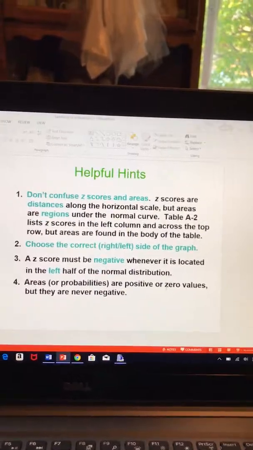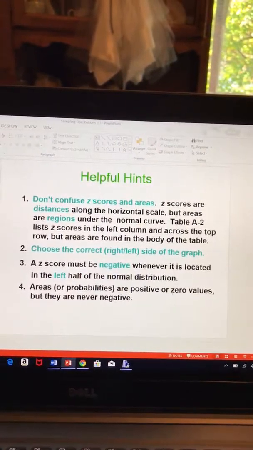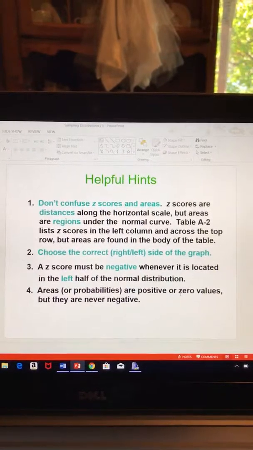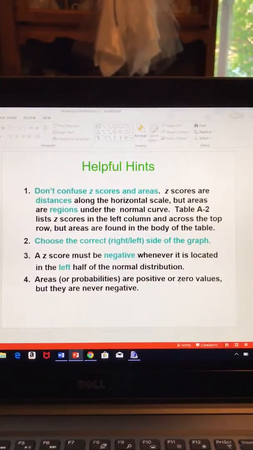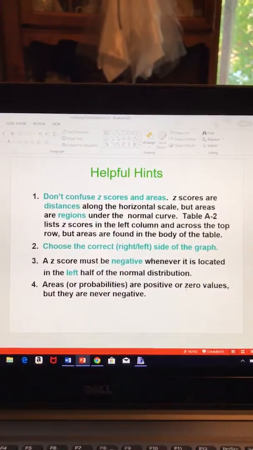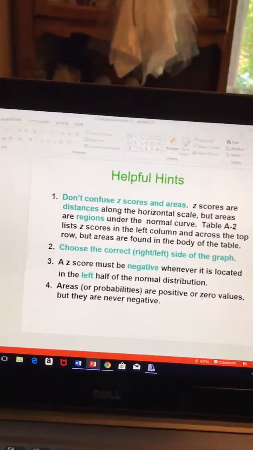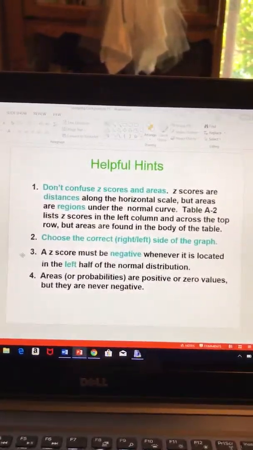A z-score must be negative if it's located in the left half of the normal distribution, so if it's below your mean. And areas or probabilities are always going to be positive or zero. So if you ever come up with a probability that's negative, that's not right. Z-scores can be negative, but your probabilities cannot.